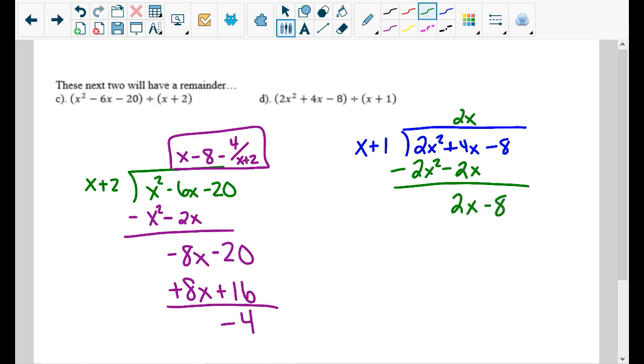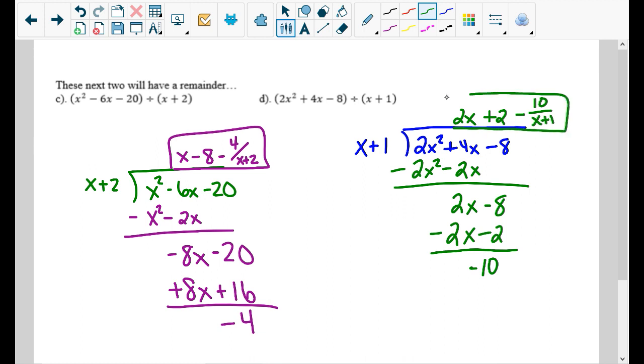Minus 8 comes down. And again, what do we need to multiply x by to get 2x? Is just a 2. So 2 times x is 2x. 2 times 1 is 2. Again, subtract. So 2x minus 2x is 0. Negative 8 minus 2 is a negative 10. And so then we have a minus 10 over x plus 1 in that fraction. So 2x plus 2 minus 10 over x plus 1.